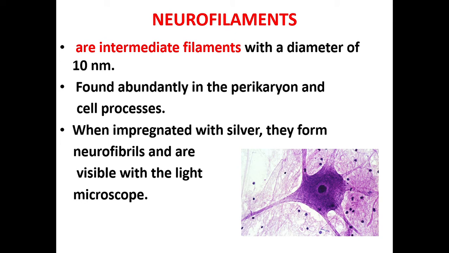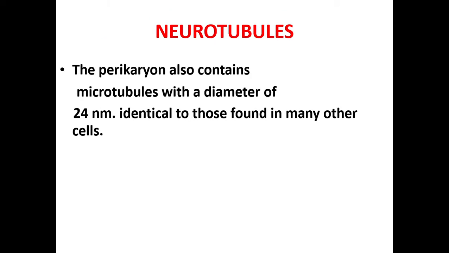outline under the microscope. The neurotubules are larger than the neurofilaments. They are 24 nanometers in diameter, and they are just the same as those found in any other cells in the body. One of their functions is to transfer a substance within the nerve cell to another part of the cell. Together with the neurofilaments, the neurotubules provide the cytoskeletal support for the nerve cell.